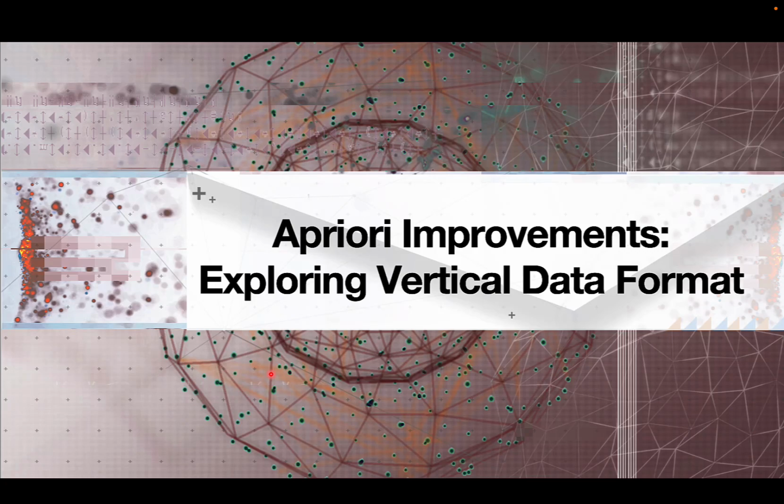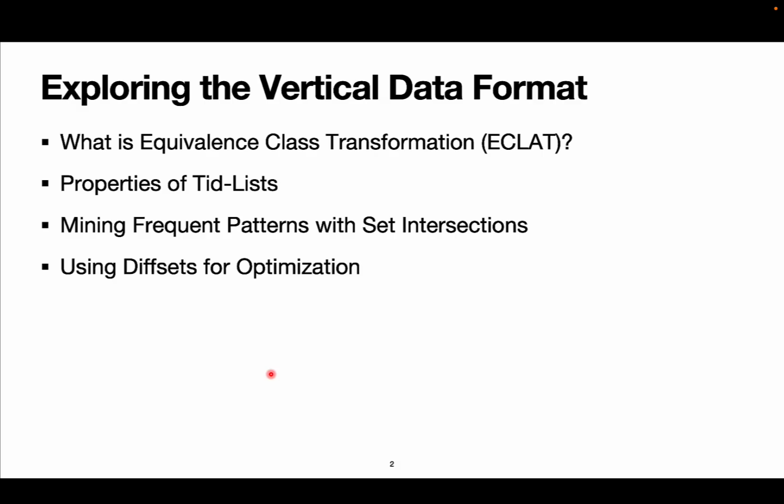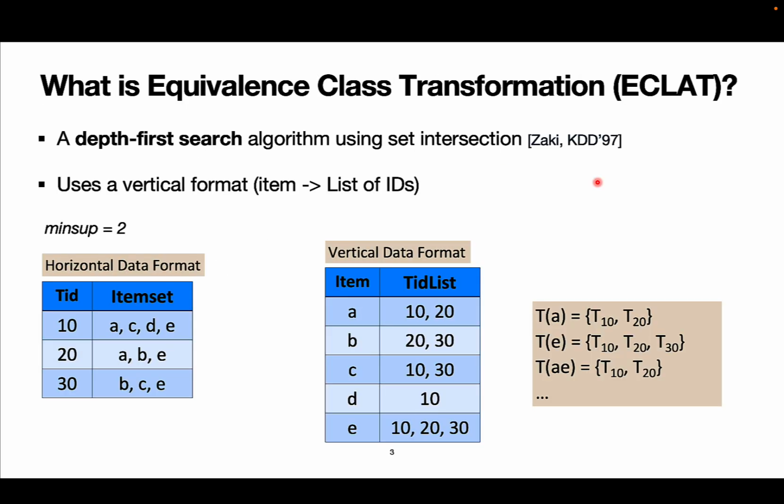In this lesson, we will discuss an improvement on the Apriori algorithm using the vertical data format. We will go over the Equivalence Class Transformation, ECLAT, where we look at how putting the data in a vertical format may offer opportunities to improve the performance of Apriori. As we studied earlier, Apriori uses horizontal data format where each transaction ID points to a list of items.